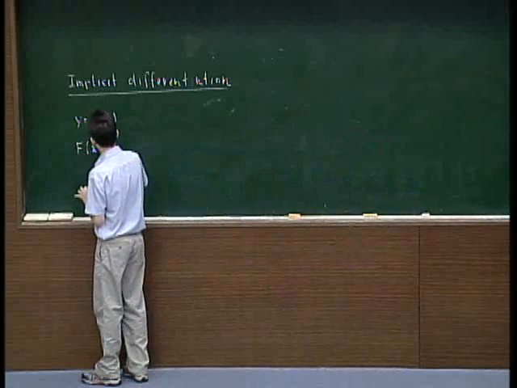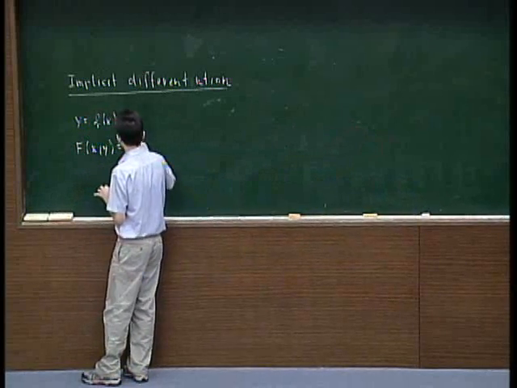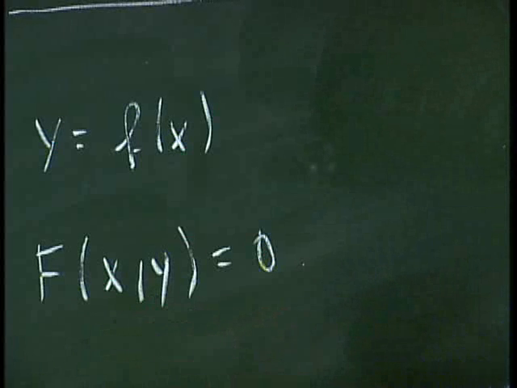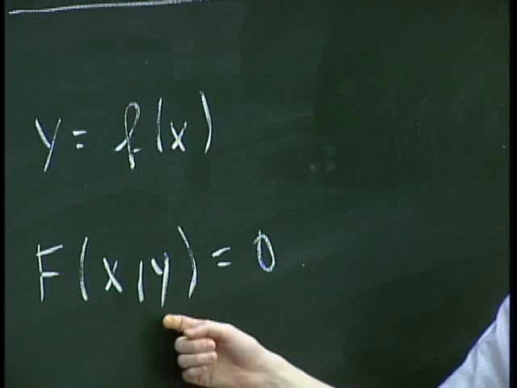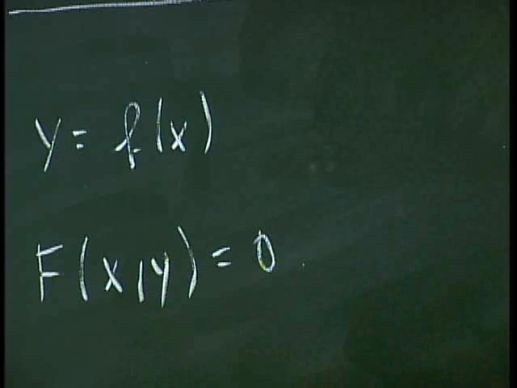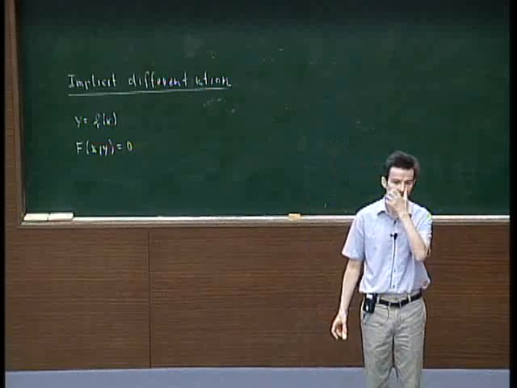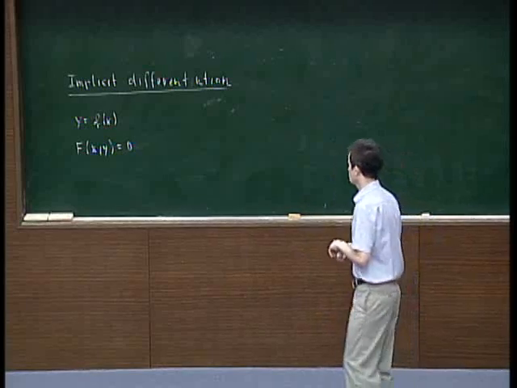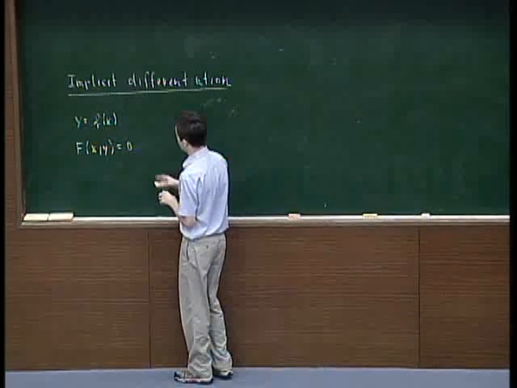This means that actually you just have some function in two variables depending on x and y is equal to 0, and very often you are not able to solve for y, or you are able to solve for y, but the resulting expression is quite complicated compared to the implicit definition. So this is what I explained.